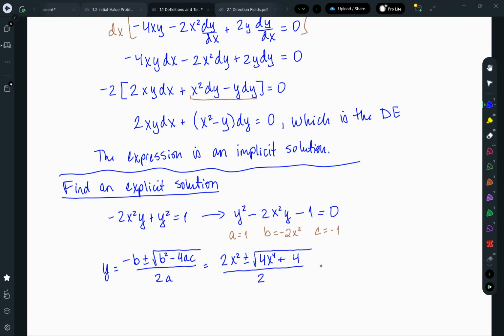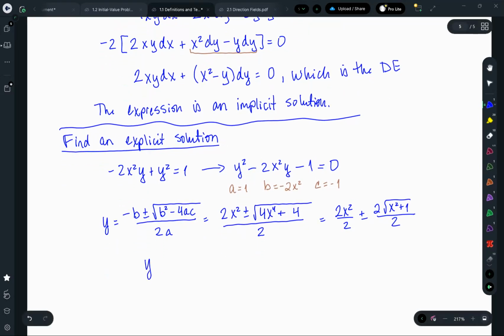I can simplify this a bit. I have 2x squared over 2 plus or minus. Under the square root, there's a 4 common to both terms. And so I can pull out a 4 and take the square root and have 2 square root of x squared plus 1 over 2. And then I can simplify one more time and say y is equal to x squared plus or minus the square root of x squared plus 1.